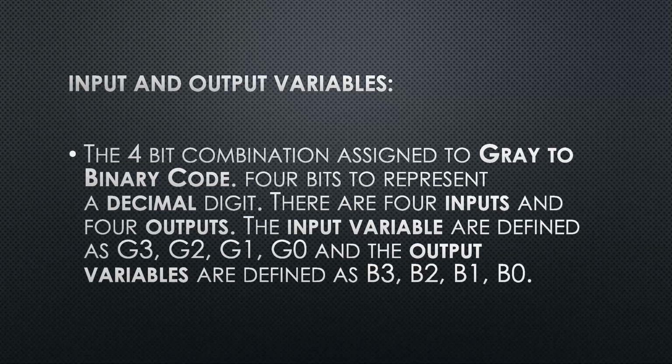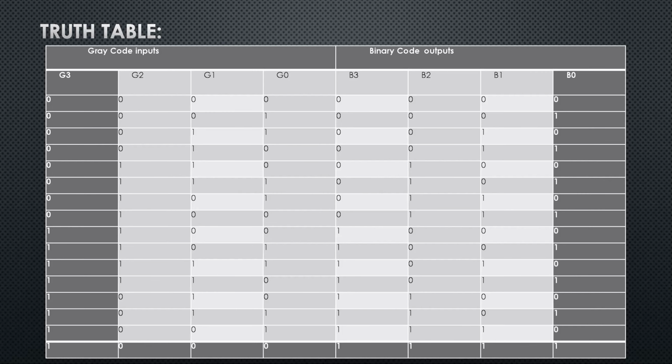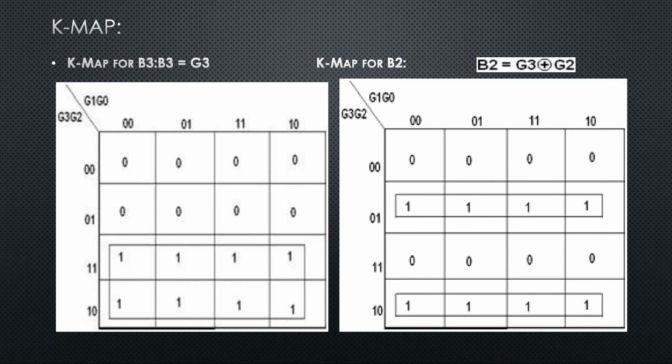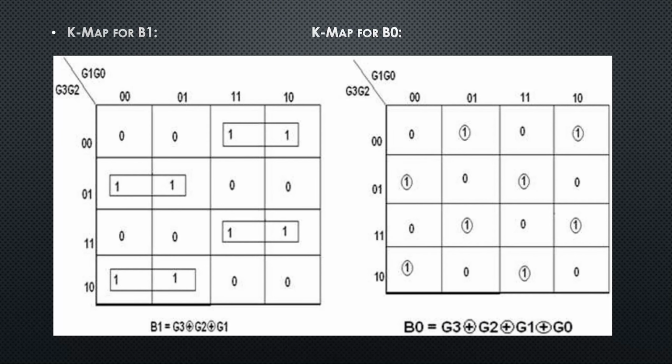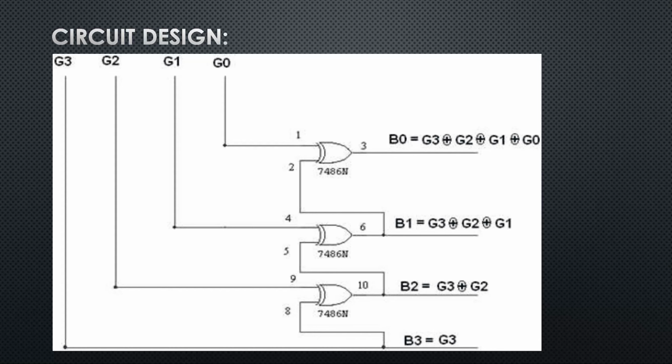Next, we are going to see the input and output variables. The same process, a 4-bit combination, is assigned for gray to binary code. There are 4 inputs and 4 outputs. The input variables are defined as G3, G2, G1 and G0, and the output variables are defined as B3, B2, B1 and B0. This is the truth table for gray to binary conversion, this is the K-map for B3, B2, B1 and B0, and this is the circuit diagram.